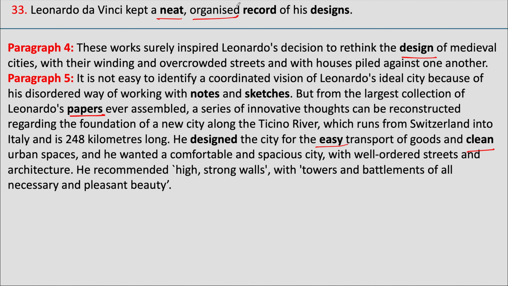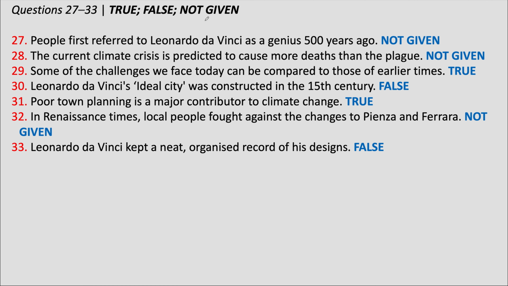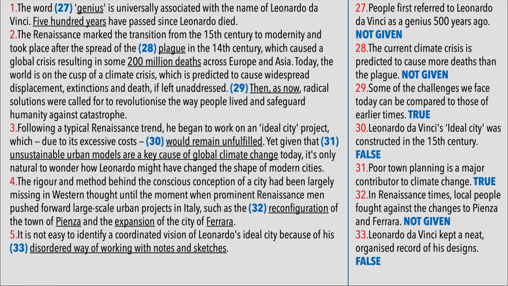So to get this answer, we need to know that note and sketches mean the records and disordered means unorganized. So we can see that his notes and his drawings were messy and not organized, which is the opposite of what is given in the question. So the answer to question 33 is false. Here are the answers to all the true false not given questions and their location in the passage.